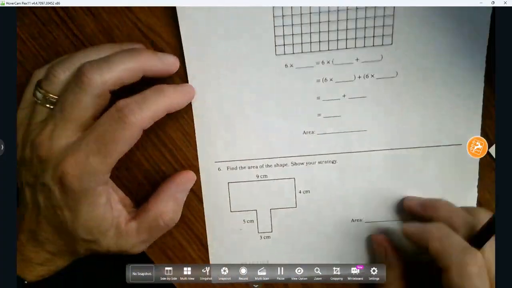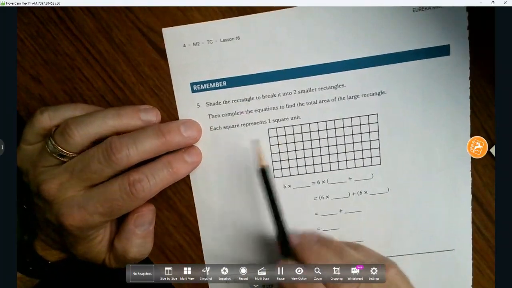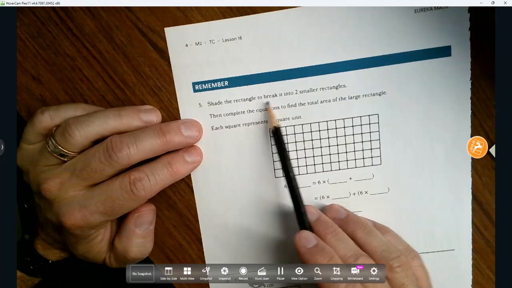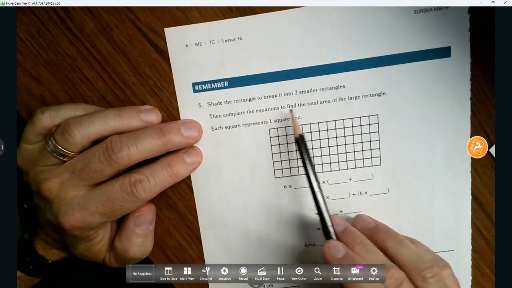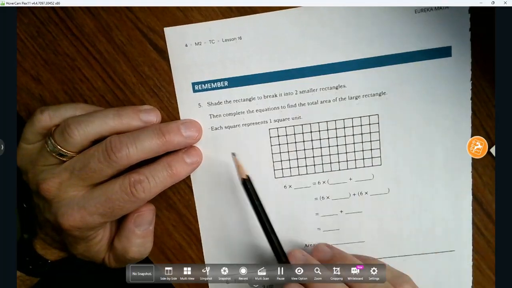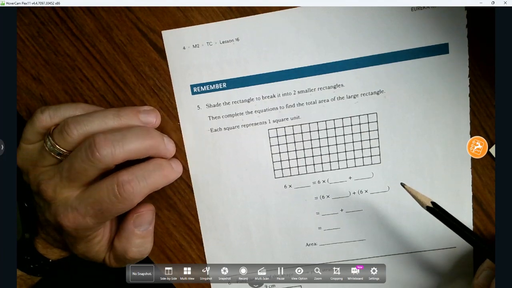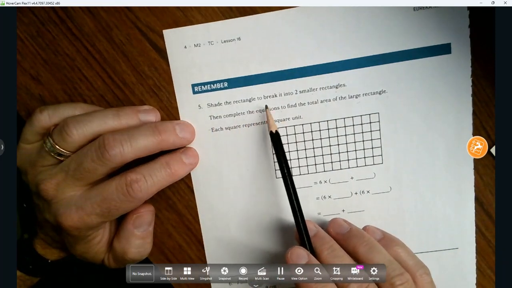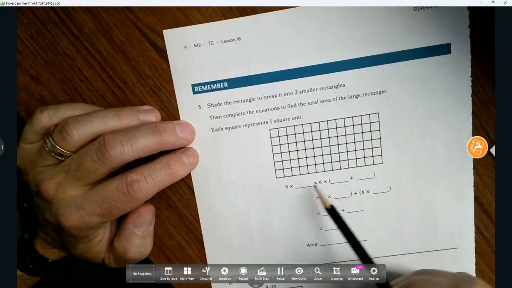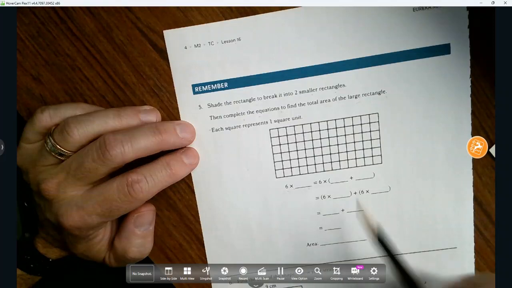All right. Let's look at the back. On the back, it says shade the rectangle to break it into 2 smaller rectangles. Then complete the equation to find the total area of the larger rectangle. Oh, so we're going to make it smaller. So shade the rectangle into 2 smaller ones. So 6 times what equals 6 times blank plus blank?